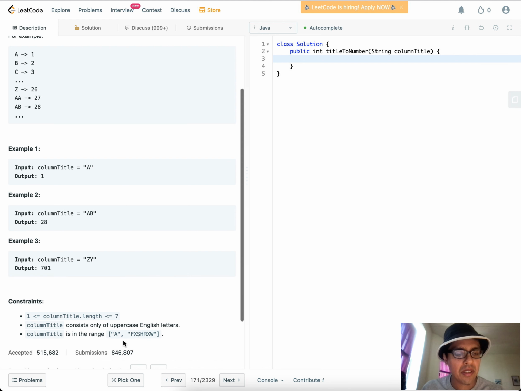Also look at the constraints, right? Only uppercase letters, the column title length is at max 7, and this is the largest number, which I guarantee corresponds to the maximum integer.